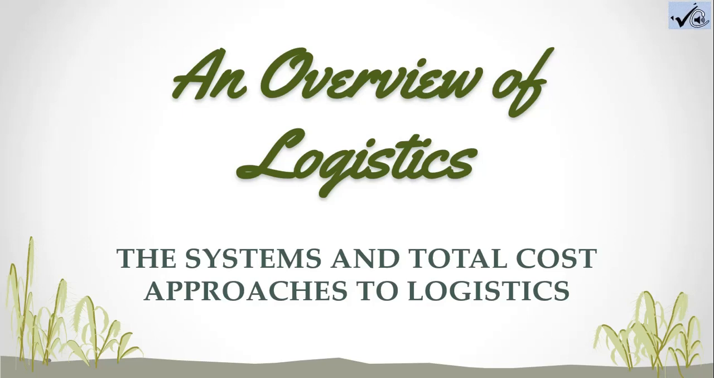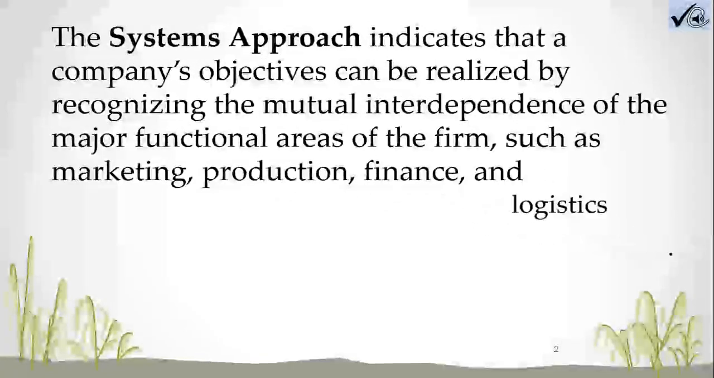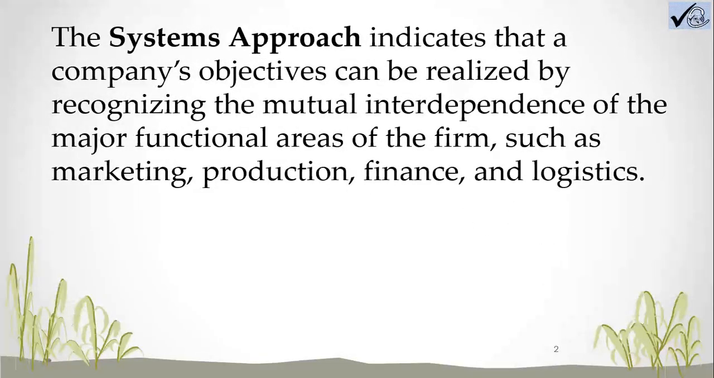The systems and total cost approaches to logistics. Logistics is a classic example of the systems approach to business problems. From a company-wide perspective, the systems approach indicates that a company's objectives can be realized by recognizing the mutual interdependence of the major functional areas of the firm, such as marketing, production, finance, and logistics.